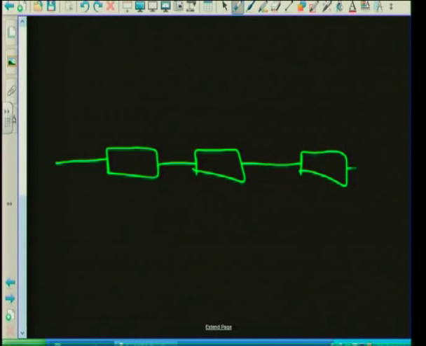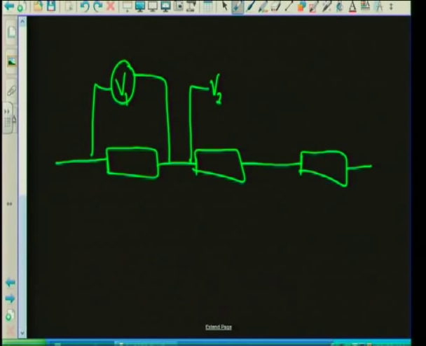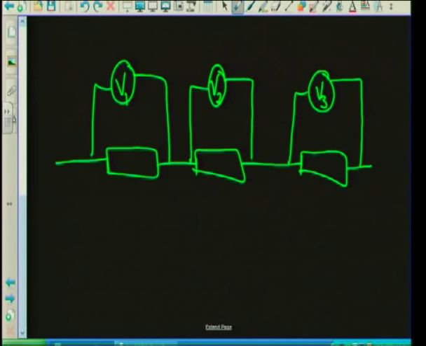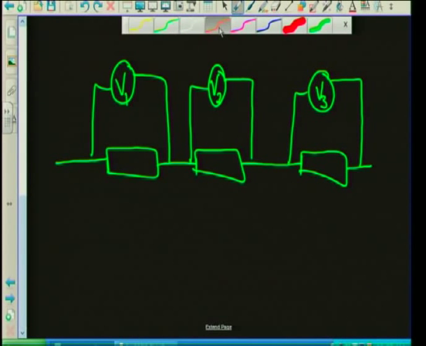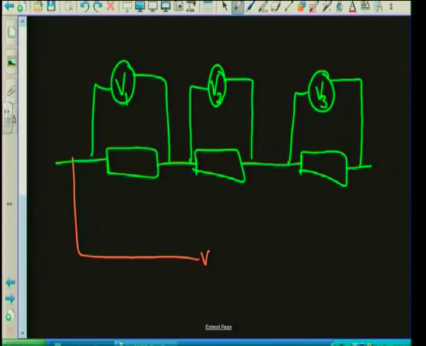Voltage is divided. This you've got to get. So if I have my three resistors, which are in series, and I put voltmeters here, let's call that V1. Let's call this one V2, call that one V3, and then over here, let's put one over all three, which we'll call V4.